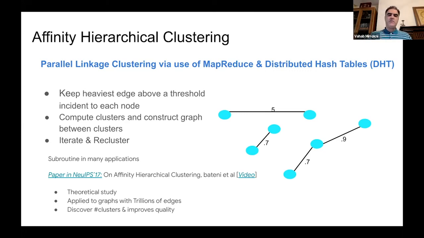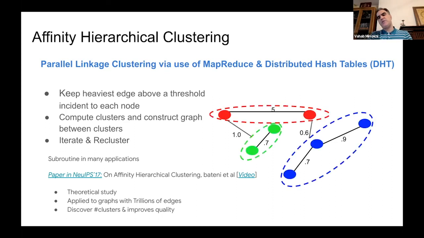By writing these numbers into a distributed hash table service, we can resolve each cluster in one round of MapReduce with the distributed hash table service. This gives us the first level of clustering, and then we can reiterate and recluster by building a graph over these clusters. So that's how affinity hierarchical clustering is done.